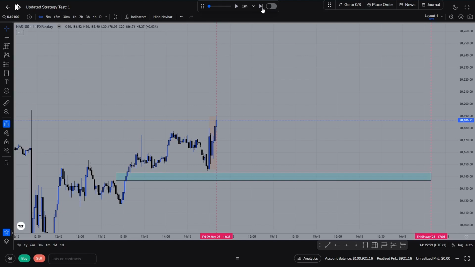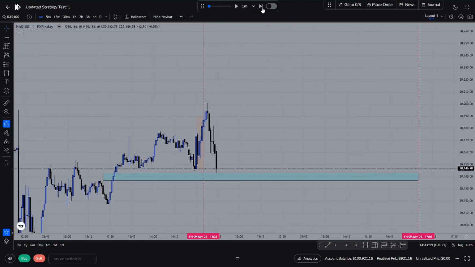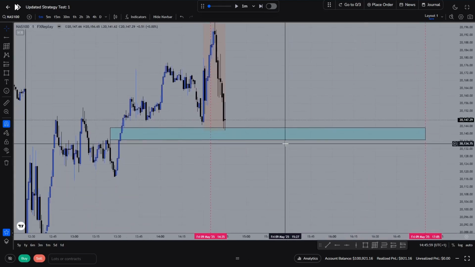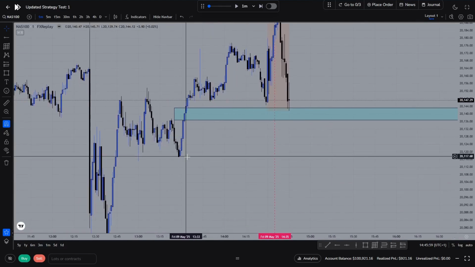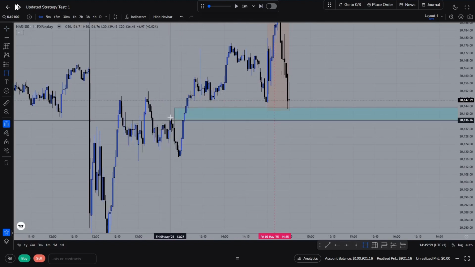Let's go. Come on. Drop lower back into this FVG. Beautiful. 5-minute FVG. You could even come lower to this FVG and order block. Oh my days. Can we consider this an order block?